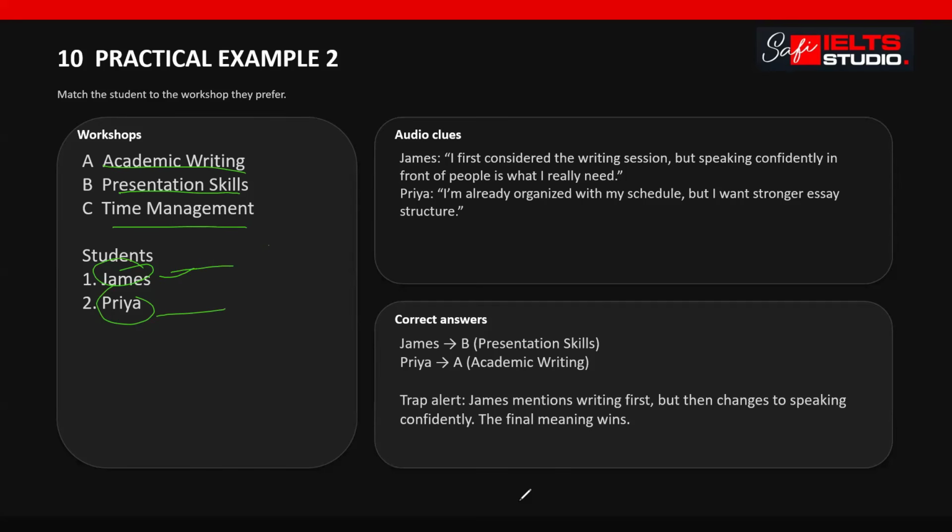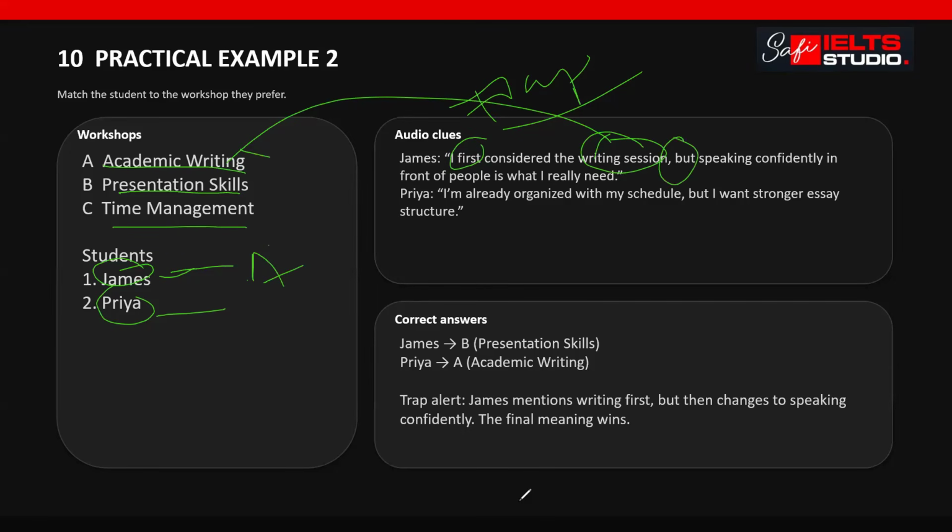For example, James: "I first considered the writing session." Look, can you see "first"? I told you, if you hear any "first" word, it's a trap. "First considered the writing session." Now what if you just hear only "writing session" here? Most of the time students only hear a single word without understanding the complete audio, and they just mark, okay, writing session, that's about academic writing, and they mark James A. And you are trapped. You are quite easily trapped.